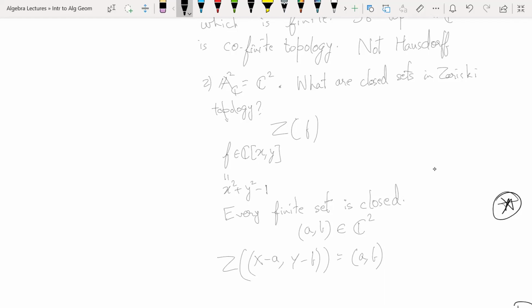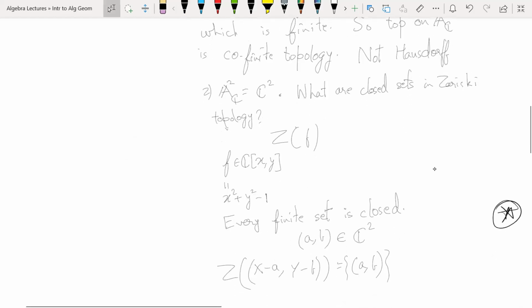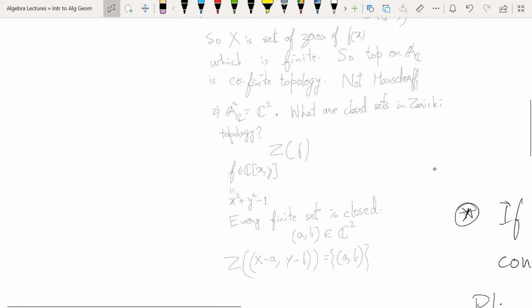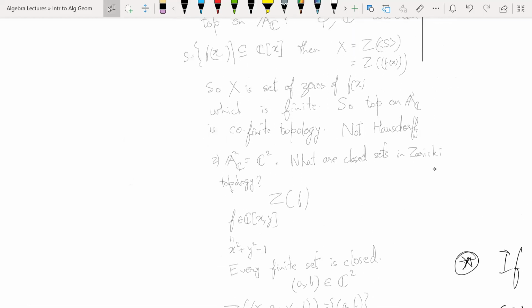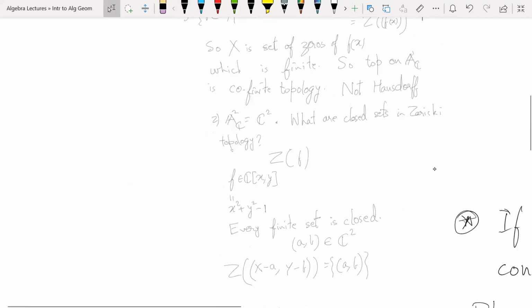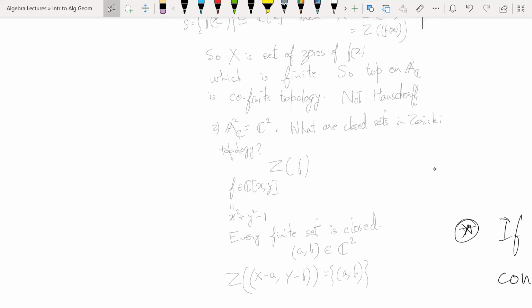So you get one point, and if you want many points, then you just take the intersection of such ideals. So any finite set you can get this way. So again, if you go further one dimension, you get more and more closed sets. So it's never a product kind of topology. It's much more interesting than the product topology.